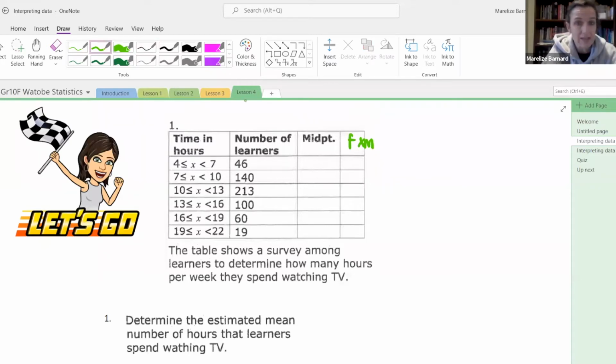So the midpoint, remember, we take the 4 and the 7. So we take the upper and the lower bounds of the class interval, so the 4 plus the 7, divided by 2. I'm going to help you with this first one, but I think you'll be okay to get the others. So that's going to be 5.5, and then we're going to go 5.5 times 46, and that's going to give us our first number. Okay, so finish that. We're going to check back in at about 4:15. So you have about 2 minutes to finish this part of the question.